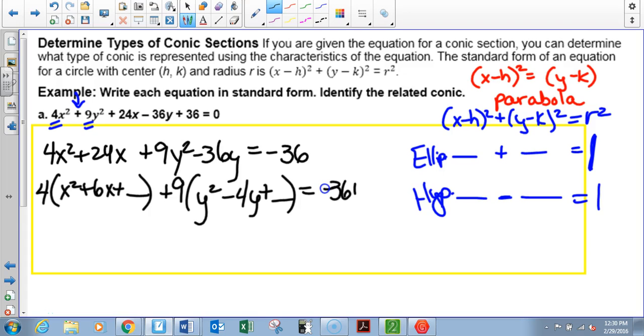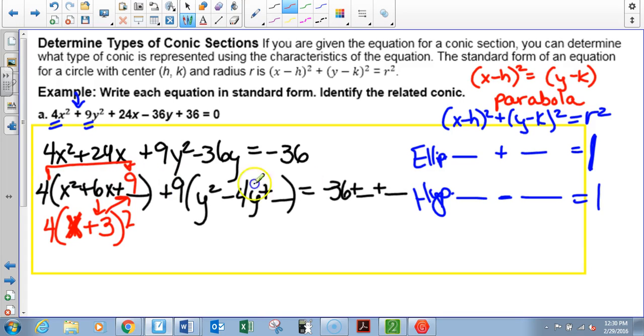Now, this is where students struggle. When you complete the square here, whoops, half of this 6 is a 3, and when you square it, you get a 9. But remember, there was a 4 out here, okay? It's still there. So 4 times 9, or 36, is going to get added over here. I'm going to just write 4 times 9. Just remember where that came from.